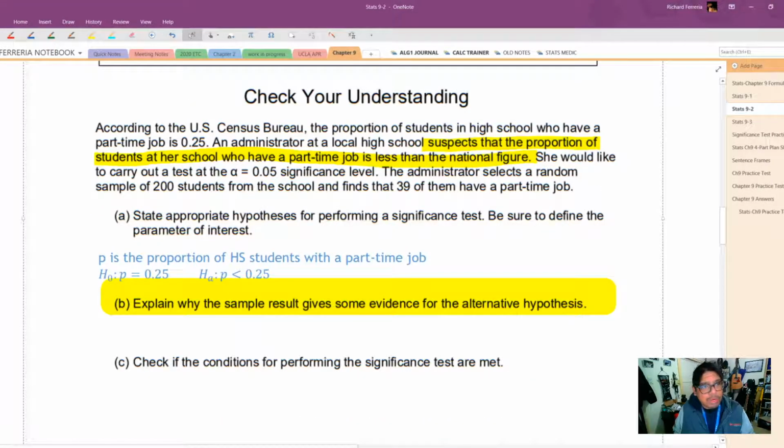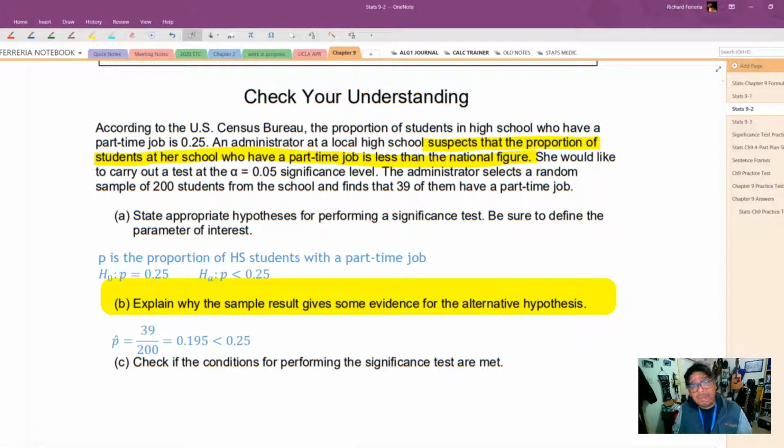Let's explain why there is evidence for the alternative hypothesis. What did our sample tell us? Evidence comes from the sample. So the sample is 39 out of 200. P hat then is 0.195, and that 0.195 is less than the null hypothesis value, the test value, of 0.25.